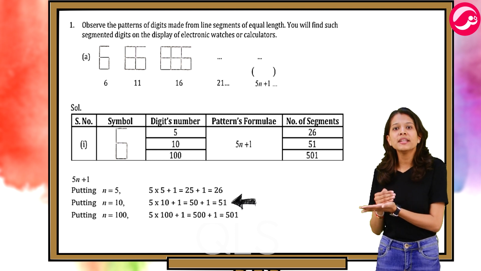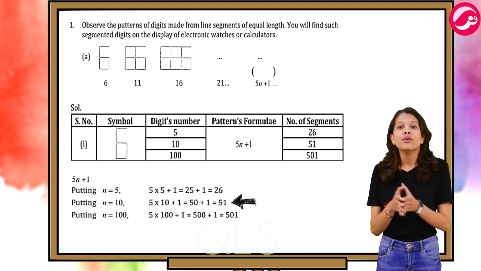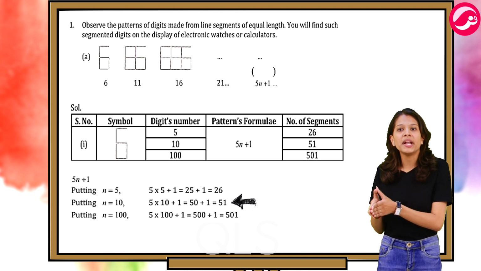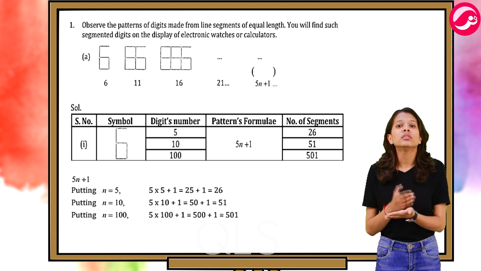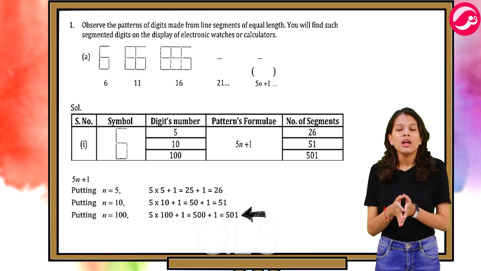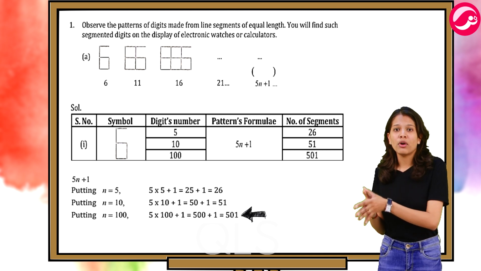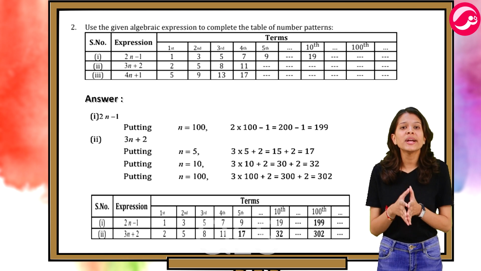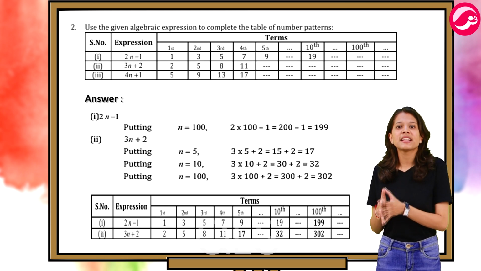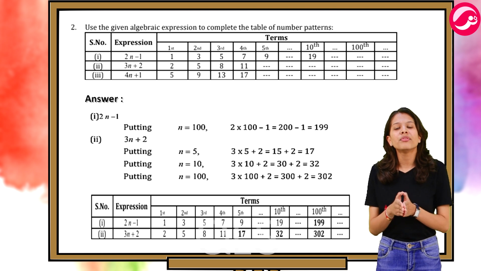Now for the second digit number, that is 10, we get 5 into 10 plus 1, which is 50 plus 1, that is 51. Now for the third digit number, 100, we put this in the pattern formula, 5n plus 1, and we get 5 into 100 plus 1, that is 500 plus 1, which is equal to 501.